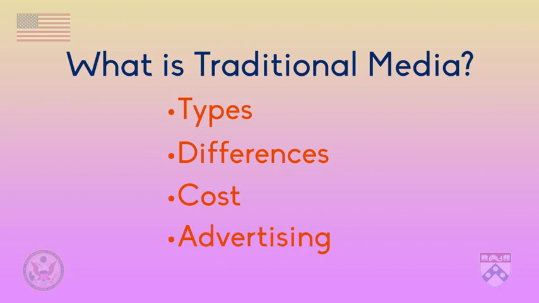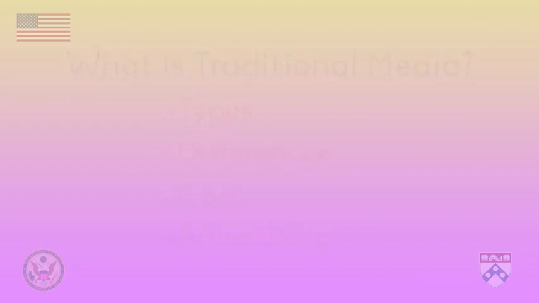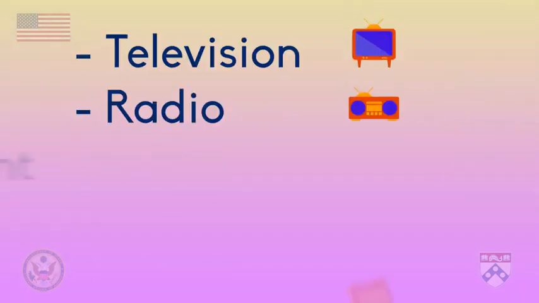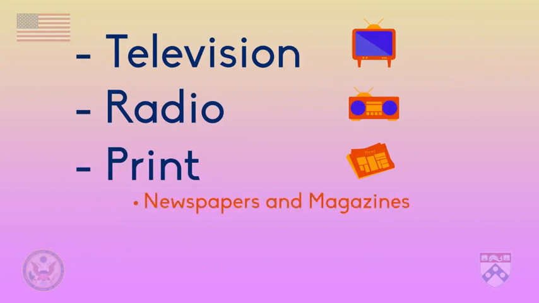We use the word traditional to talk about things that have been around for a long time. So traditional media is the types of media that have been used since before the internet and mobile phone technology were developed. In other words, traditional media includes television, radio, print such as newspapers or magazines, mail, and outdoor messages.